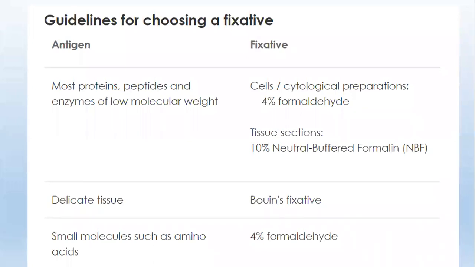Guidelines for choosing a fixative, antigen and fixative. Most proteins, peptides and enzymes of low molecular weight will be fixed by cells in cytologic preparation, that is, 4% formaldehyde. Tissue sections are fixed with 10% neutral buffered formalin. Delicate tissues are fixed with Bouin's fixative, and small molecules such as amino acids are fixed with 4% formaldehyde.